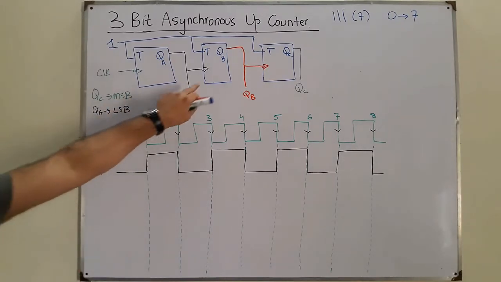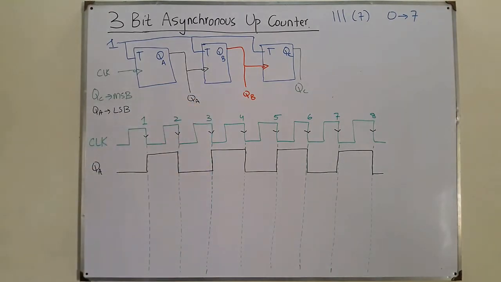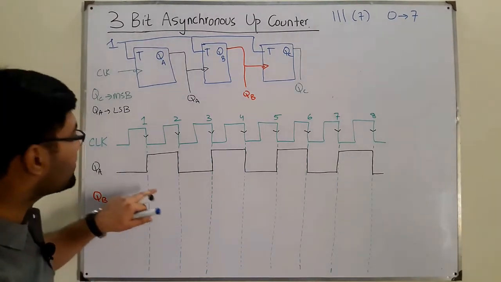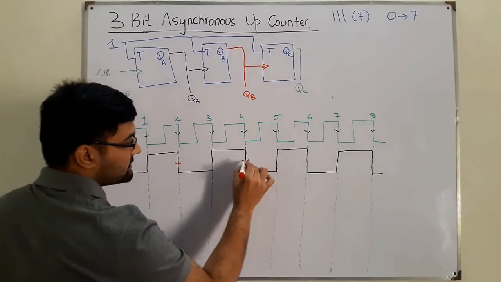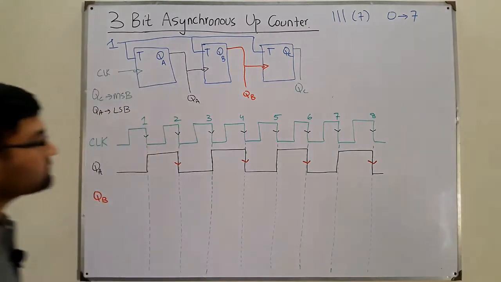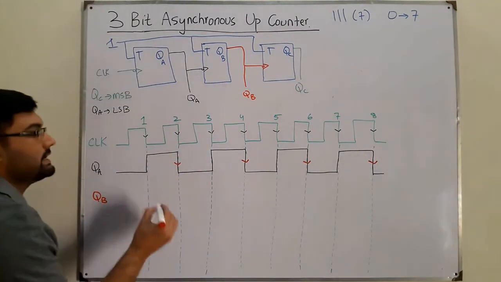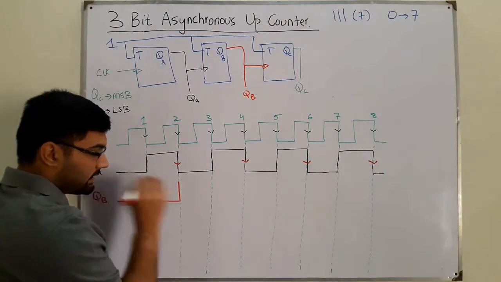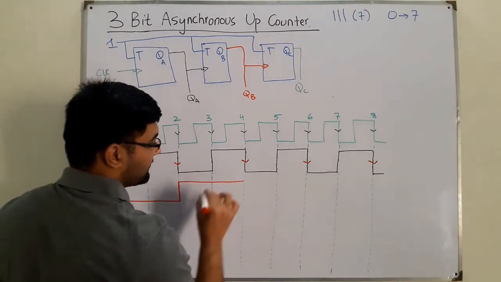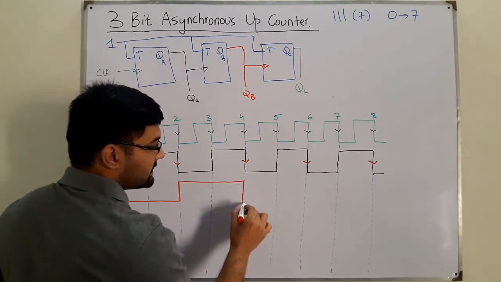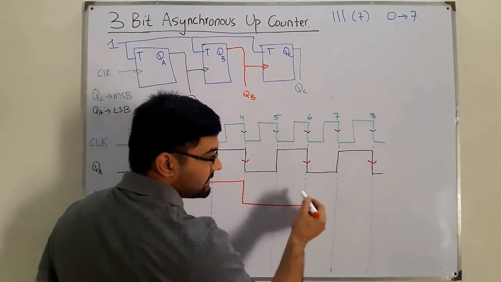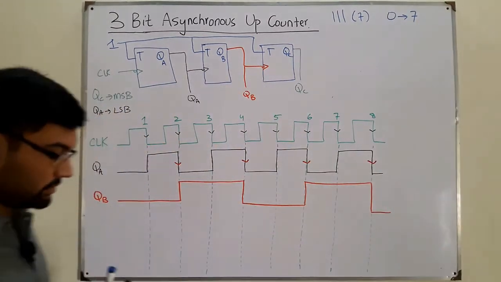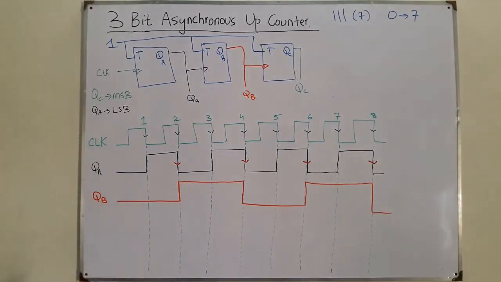Now QA is acting as a clock pulse to the second flip-flop, the B flip-flop. So we draw the output QB with the help of the falling edges of QA. This is the falling edge, this is the falling edge, this is the falling edge, and this one. It is again negative edge triggered. Initially, let's say it is 0. On the negative edge, it will toggle, go high, and stay high till the next negative edge arrives. On this negative edge, it will toggle and come to 0, and then on the next falling edge it will toggle again, go to the high state, and stay high till the next falling edge. That is the phenomenon that goes on with the clock pulses.